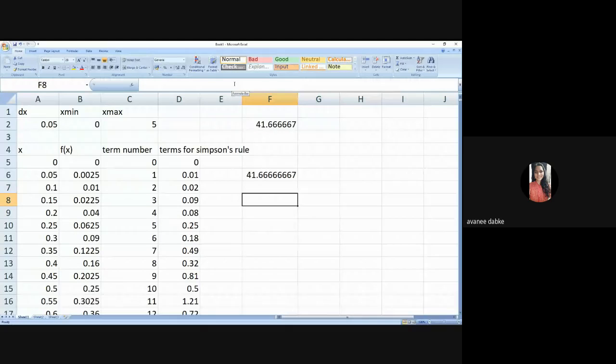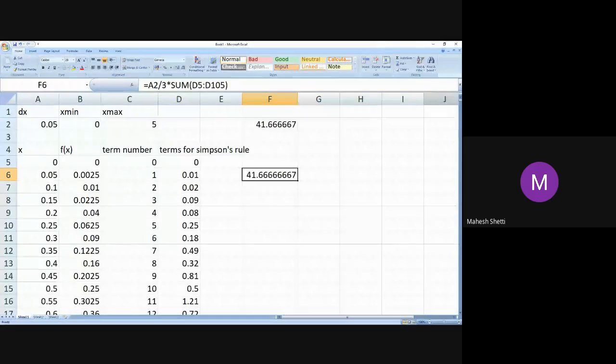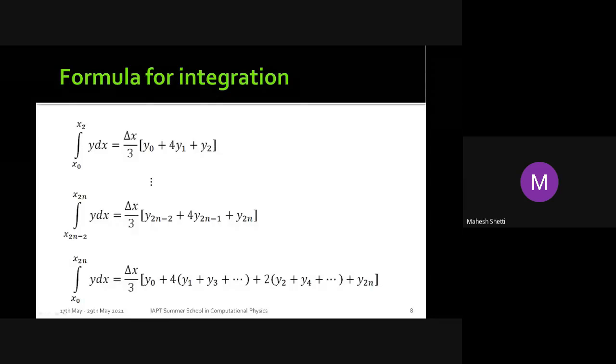Sir, can you please show the Simpson's rule again? Yeah, the Simpson's rule is, let me share the, I will have to stop this and share it. Yes, sir, got it. Yeah, so it is first term, last term as they are, then all odd terms multiplied by 4, all even terms multiplied by 2. Yes, sir. Now, thank you.